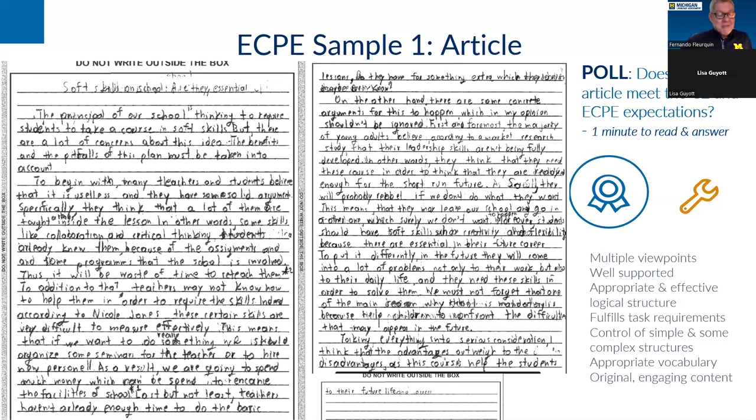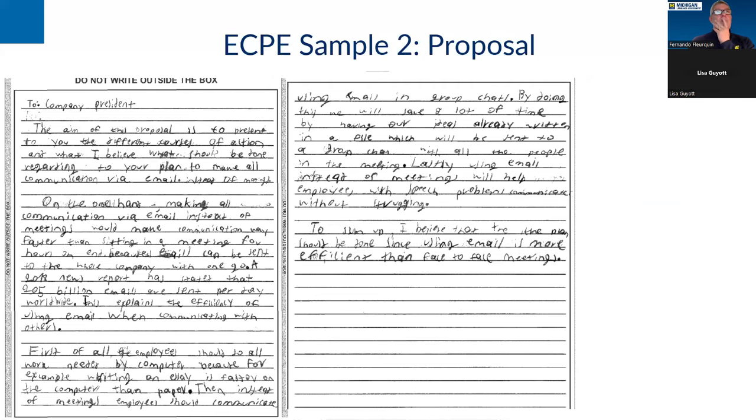I hope this is enough information for those who thought it would not be sufficient. It's not absolutely perfect. There are some things that this test taker would need to work on in some way, but it does meet the minimum requirements to pass. Second one is a proposal. Let me share here. The poll for the proposal.